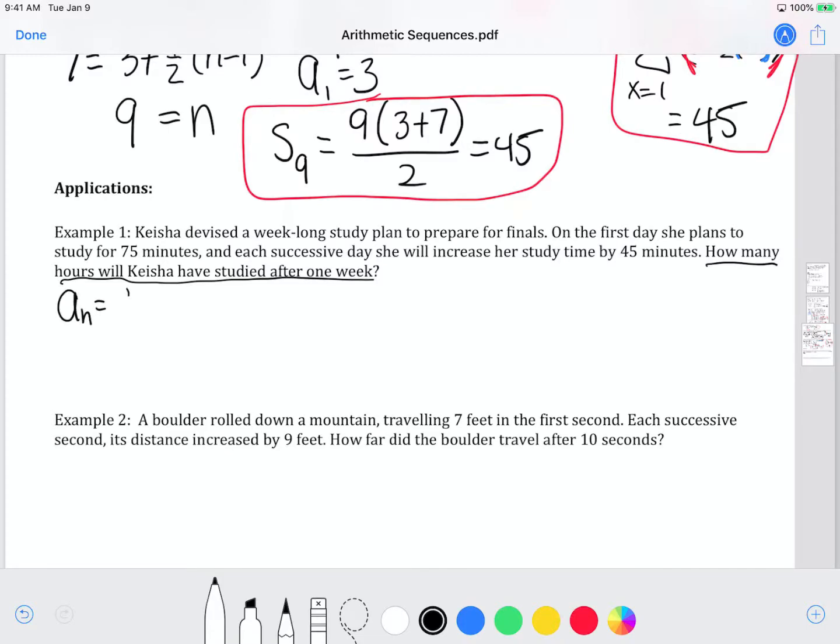So our nth term is A1 plus D times N minus 1. Well, it says her first day, she's planning to study for 75 minutes. So A1 is 75. Then she's going to increase her study time by 45 minutes each day. So that's going to be your common difference because that's what you have to increase to go from day to day, just like each term represents a number of hours per day.